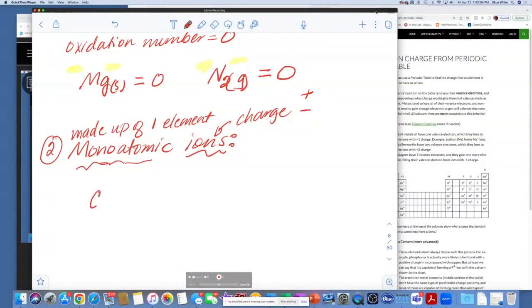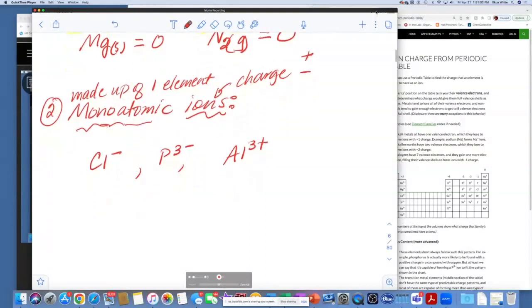Okay? In this case, I can say chloride here, phosphide here, let's see, aluminum here. And the oxidation numbers on these are equal to the charge. Okay? So in the monoatomic ions, oxidation number equals charge.